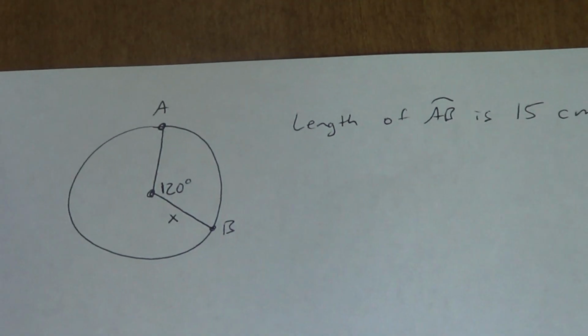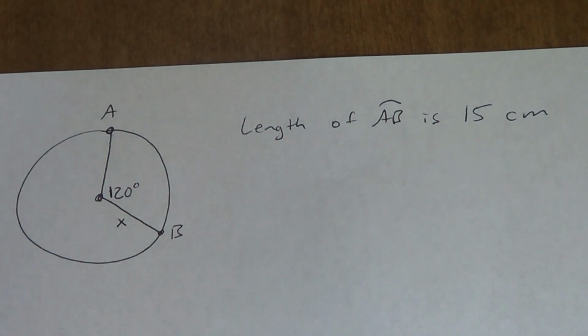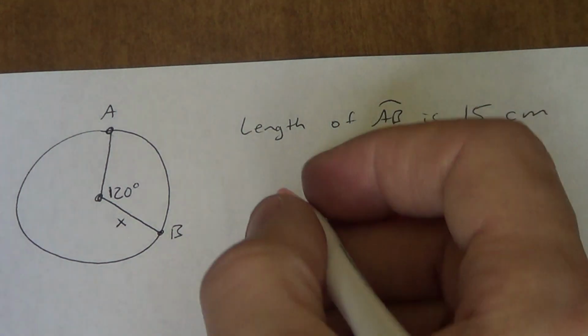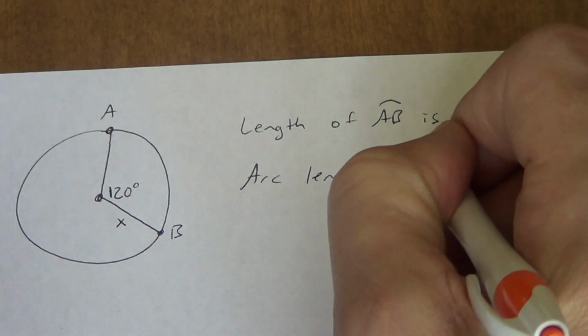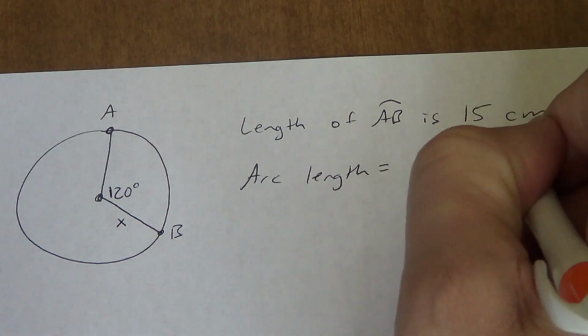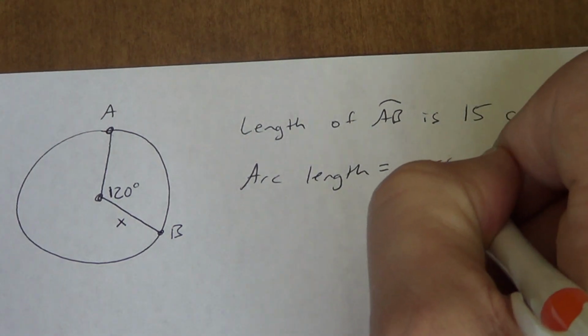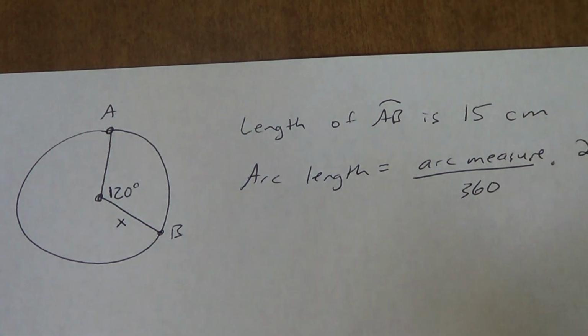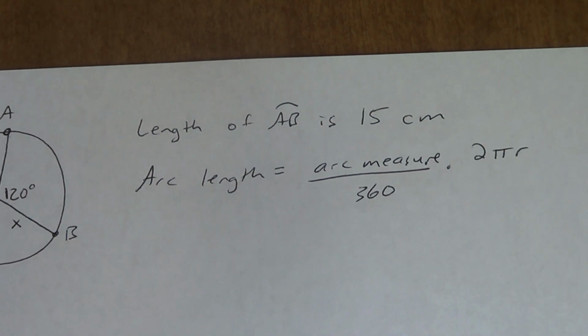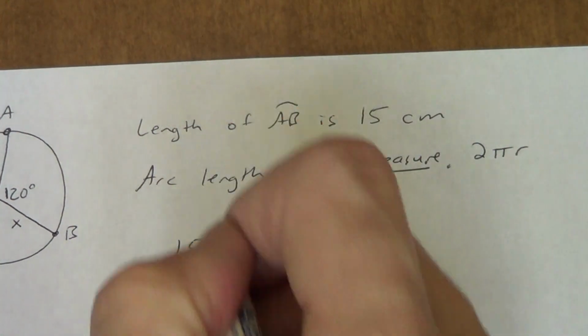Okay, look at the next one. This one's a little harder again. The length I told you is 15, and you have to solve for x. So our formula said arc length equals arc measure over 360 times 2 pi r. So let's start filling in the stuff we know. We know the arc length is 15.